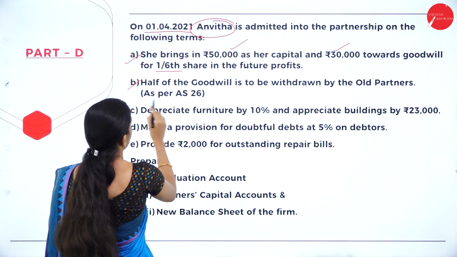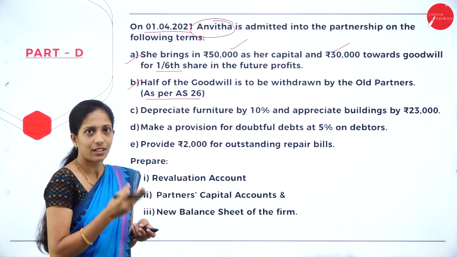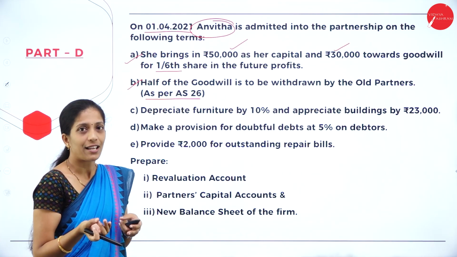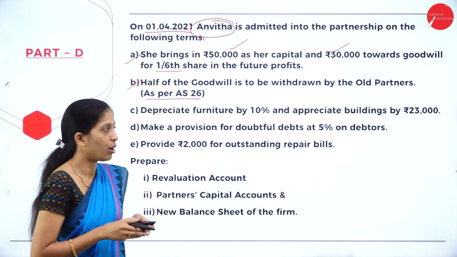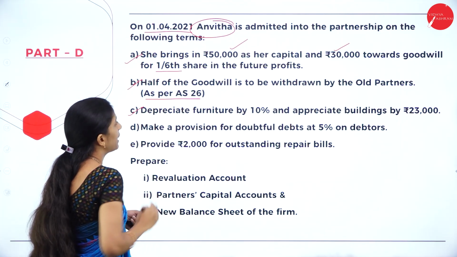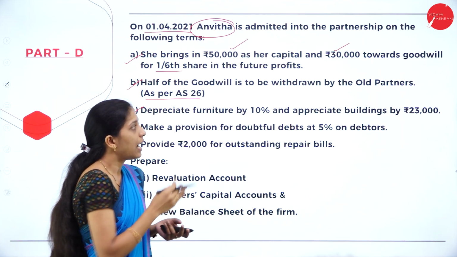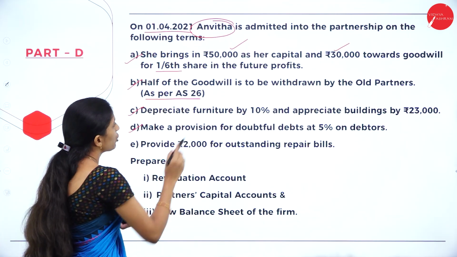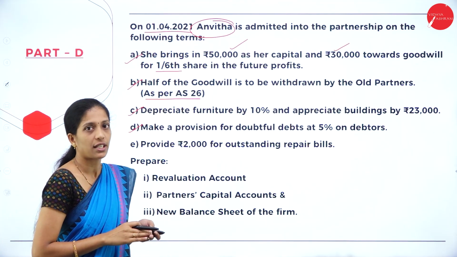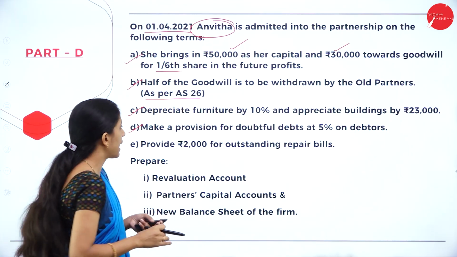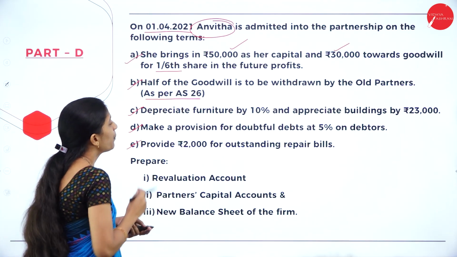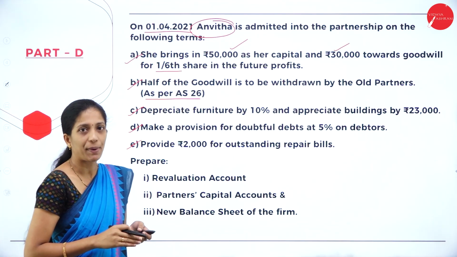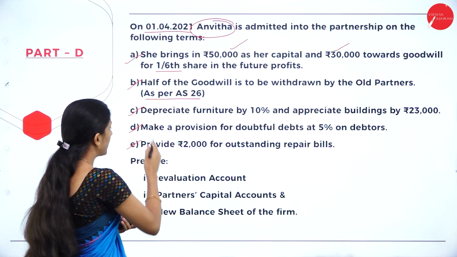So, as per Accounting Standard 26, we have to treat the goodwill, that is how the goodwill has to be treated when it has been withdrawn. Next, third adjustment, depreciate furniture by 10% and appreciate building by 23,000. Next, make a provision for doubtful debt at 5% on debtors. We shall see how we have to calculate later. Next one, provide 2,000 for outstanding repair bills. Now, these are the adjustments they have given.